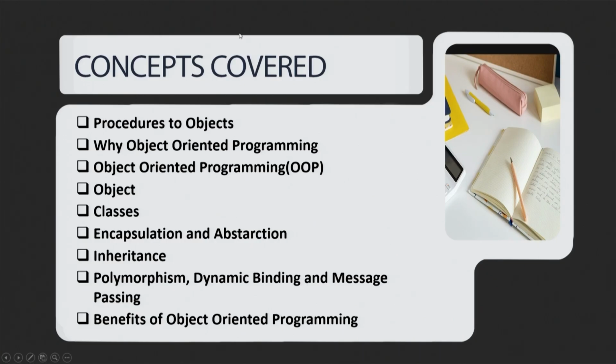Then we will talk about encapsulation and abstraction, what is the meaning of those concepts. And then we will look into the property of inheritance. Then we will look into the properties of polymorphism, dynamic binding, and message passing. Finally, we will end with trying to understand the benefits of object-oriented programming.